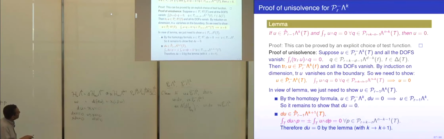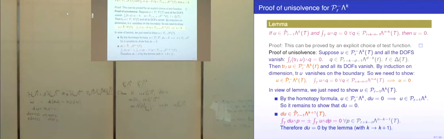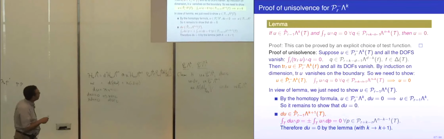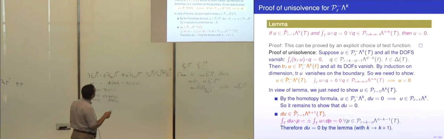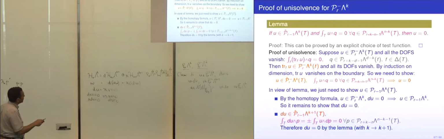Unfortunately, this is not an exact match for our lemma. It is an exact match for our lemma for zero forms, but it's not an exact match for our lemma in other cases, because this is P_r minus, which is a bigger space than P_{r-1}.